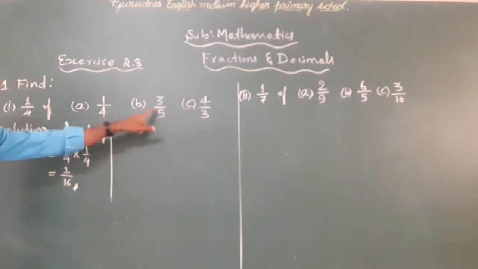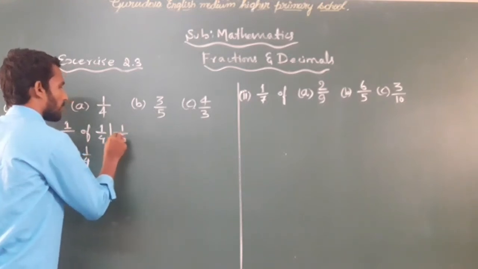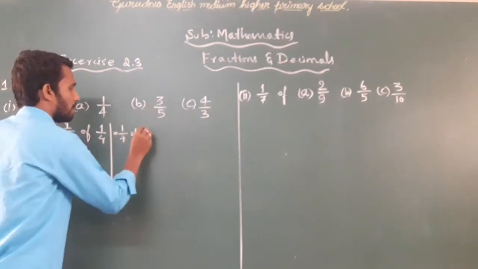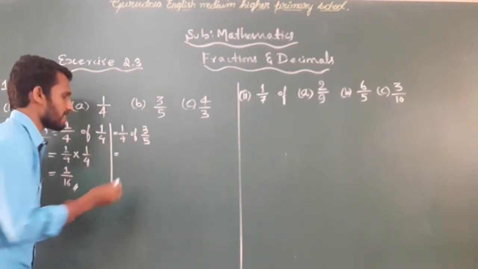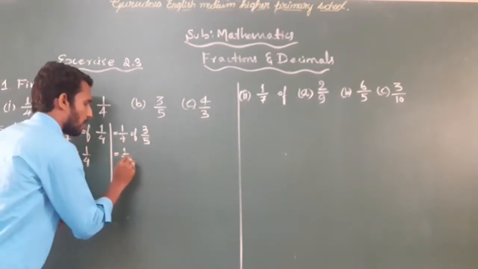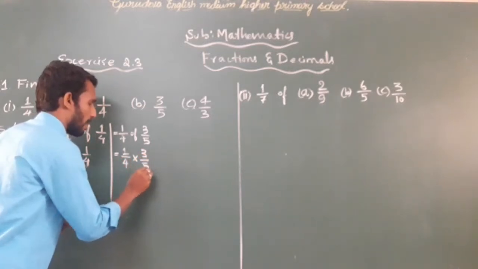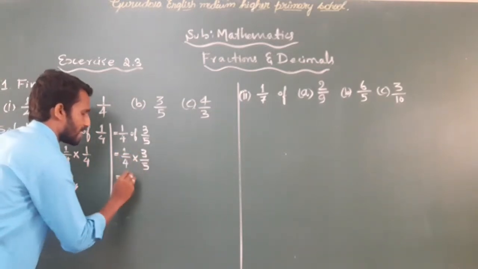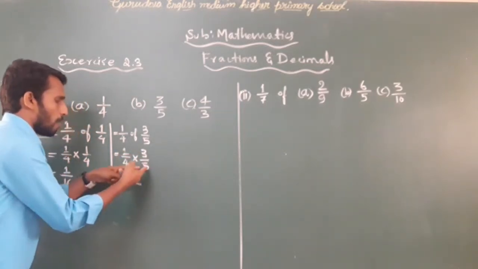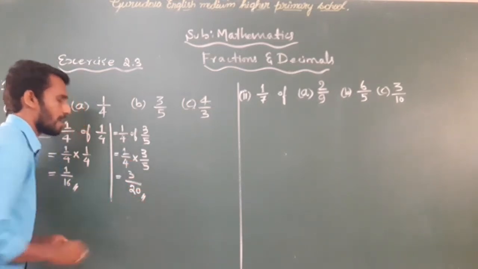Next, I am taking the second part of this question. 1 by 4 of 3 by 5. Again, "of" represents multiplication. Now, 1 by 4 into 3 by 5. When we multiply, 3 into 1 is 3, and 5 into 4 is 20. Okay, this is the solution.